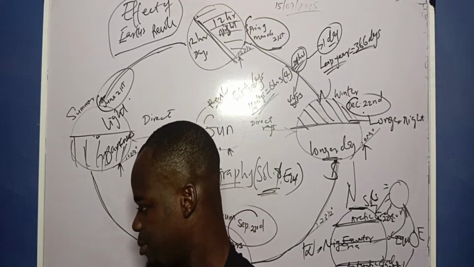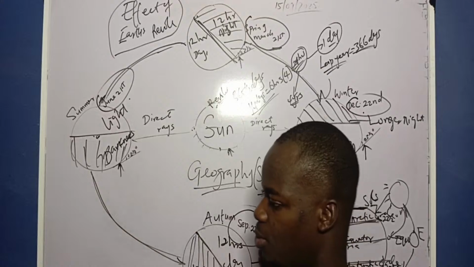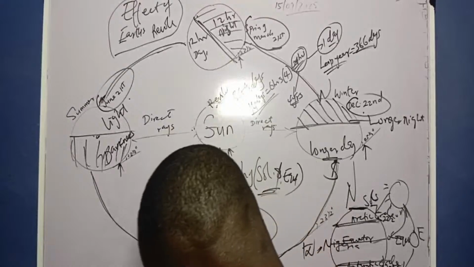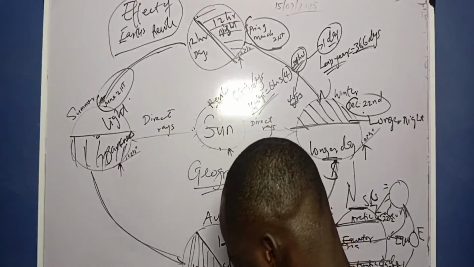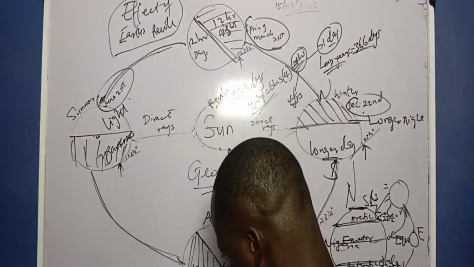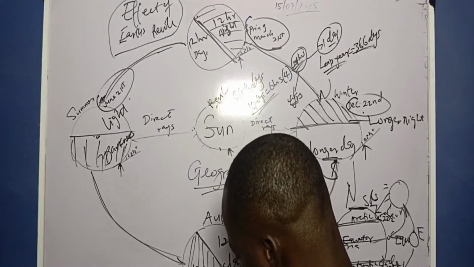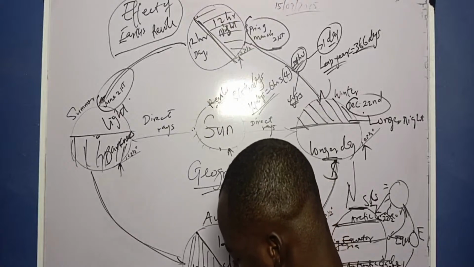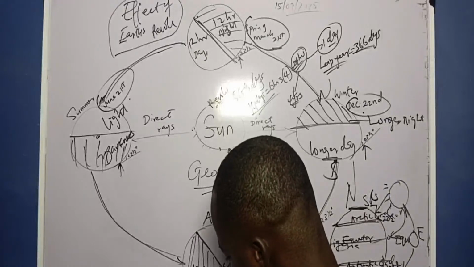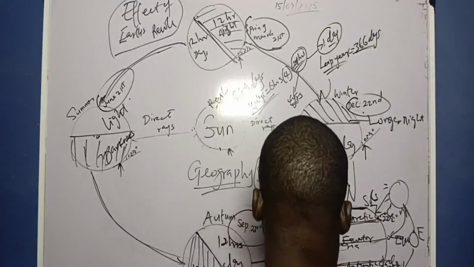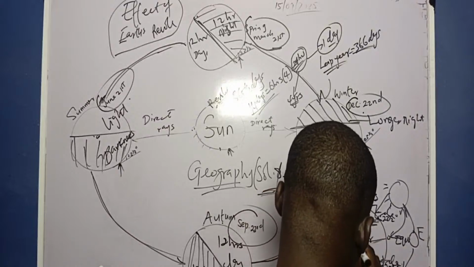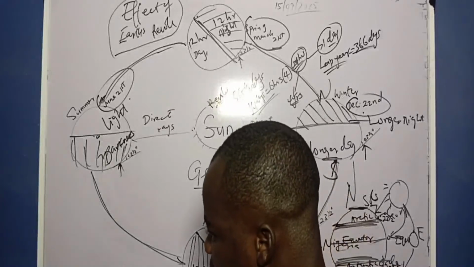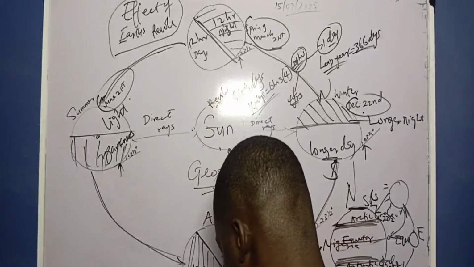So we have it as it were. Now this is the effect of Earth revolution. The effect of Earth revolution, I've explained to you. One of them is the equinox and the solstice. And the sun is usually overhead at the Tropic of Cancer and Tropic of Capricorn. This is the Tropic of Cancer, and this one is the Tropic of Capricorn. That's where it is normally overhead.